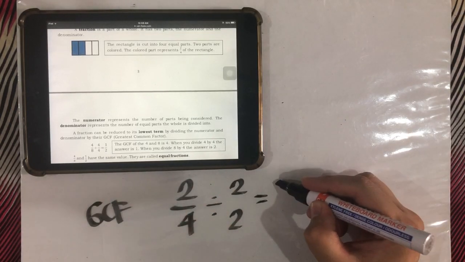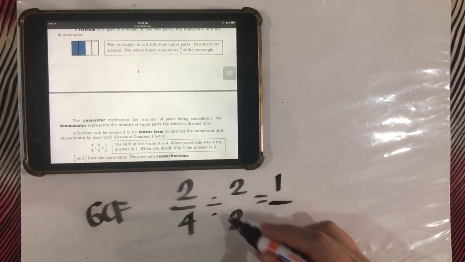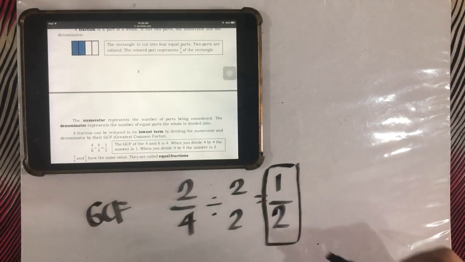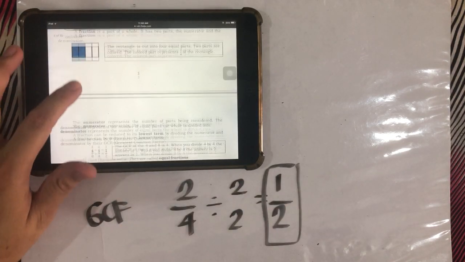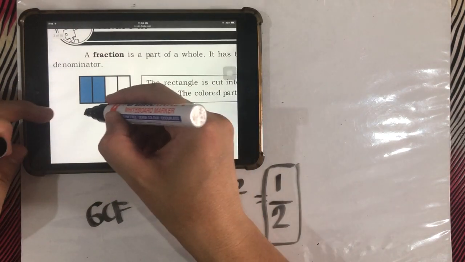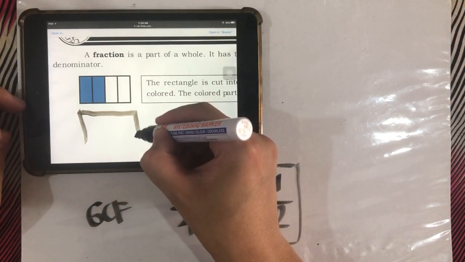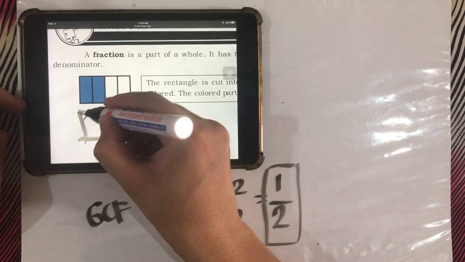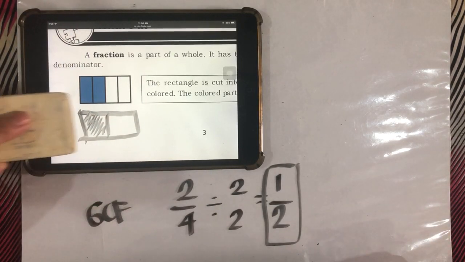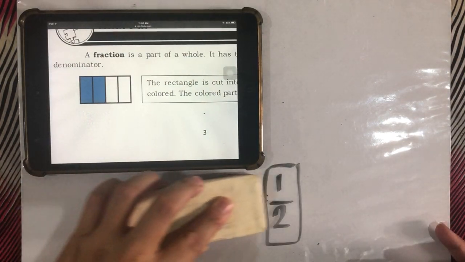So, 2 divided by 2, you have 1. Then, 4 divided by 2, you have 2. So, therefore, the lowest term of 2/4 is also 1/2. And if we're going to look at the figure din naman, kung sakaling hinati yan sa dalawa, okay, yan, 1/2 pa din siya, diba? Hindi lang ganun ka-accurate yung drawing ko. Well, anyway, so that's it.